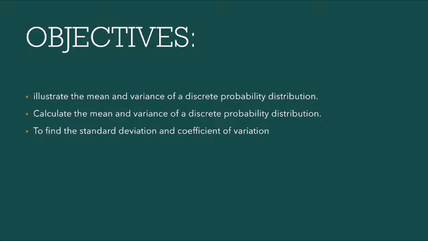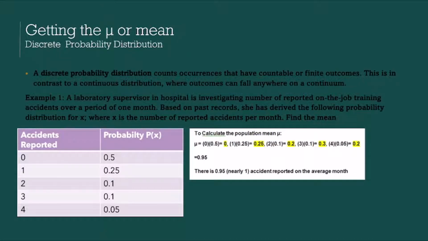Now for our lesson, our objectives are to illustrate the mean and the variance of a discrete probability distribution, calculate the mean and the variance of the discrete probability distribution, and find the standard deviation and the coefficient of variation. In this lesson, we are supposed to get the mean, which is kind of like a U shape, and we're supposed to get the variance.